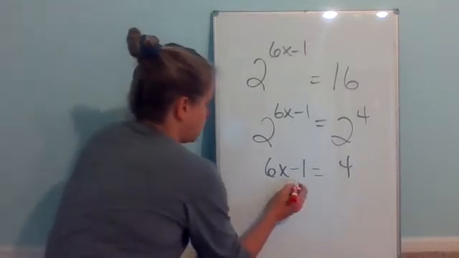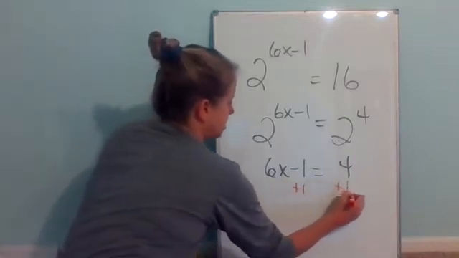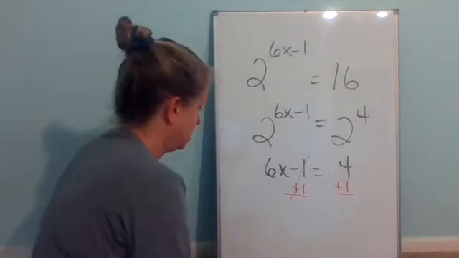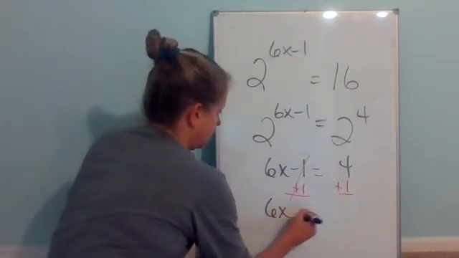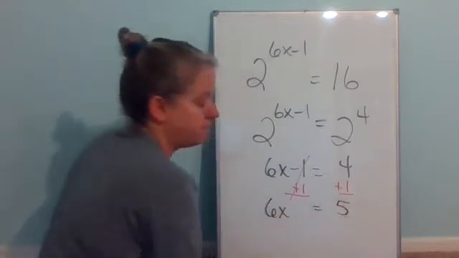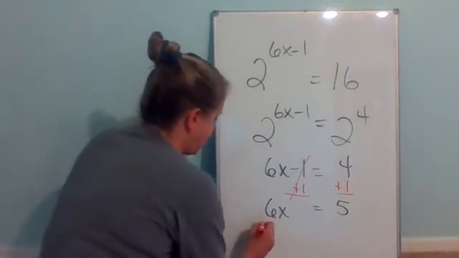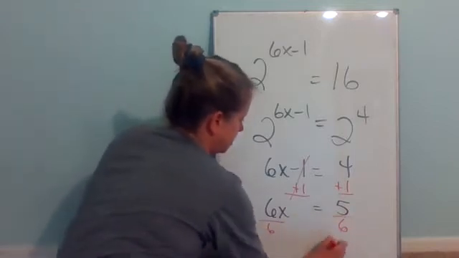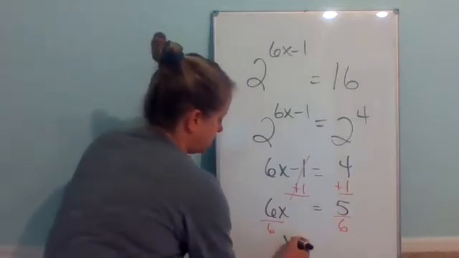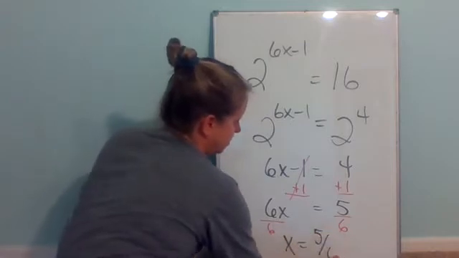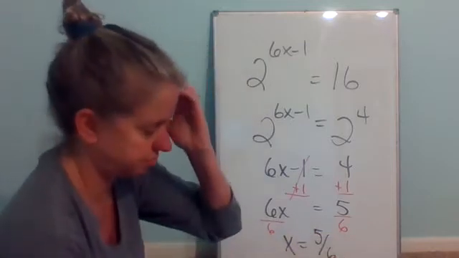And solve for x. So add 1 to both sides. So 6x equals 5. And divide by 6. So x equals 5/6.